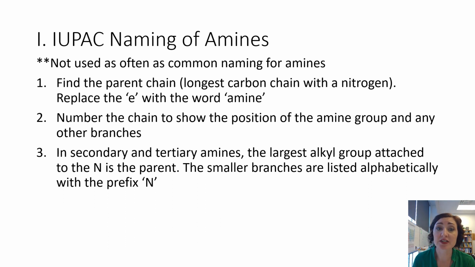When you have secondary and tertiary amines, the largest alkyl group attached to the nitrogen is your parent chain. So in IUPAC, we find the longest alkyl group, we make that the parent, and then we're going to name those smaller branches coming off of the amine as branches. We're going to list them alphabetically, and we're going to use N to tell us, instead of numbering it, that these alkyl branches or any branches are coming off of the nitrogen specifically.